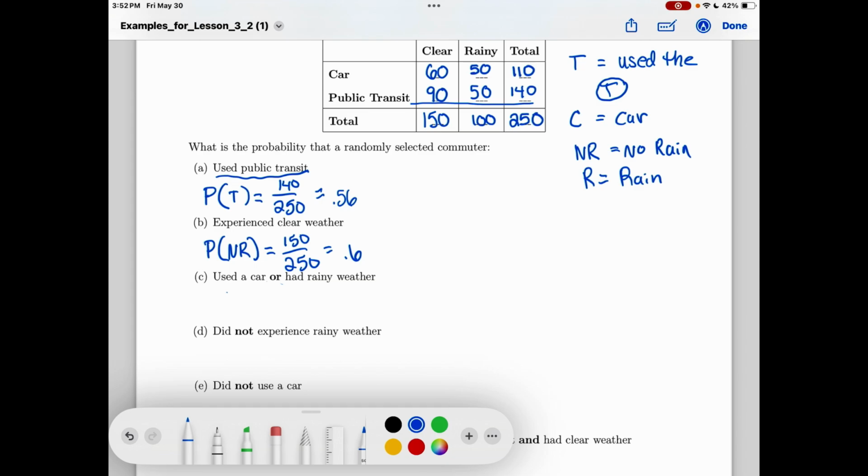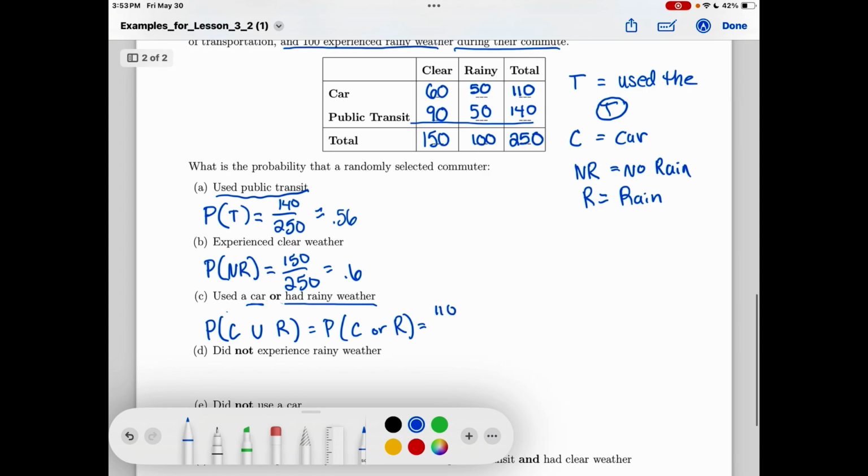For part C, we're going to look at what's the probability that someone used a car or had rainy weather. Now, I'm going to use the method in which we subtract off the double counts, but you can use either method. Just make sure whatever method you use, it matches my answer. So the notation for using a car or having rainy weather would look like this. The other way you could write it is just using the word or.